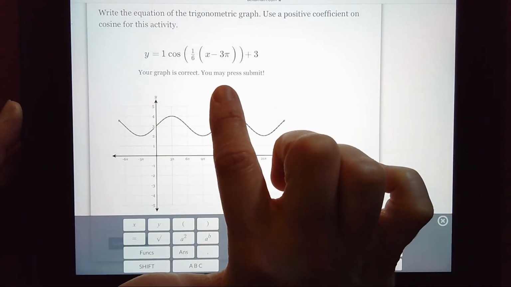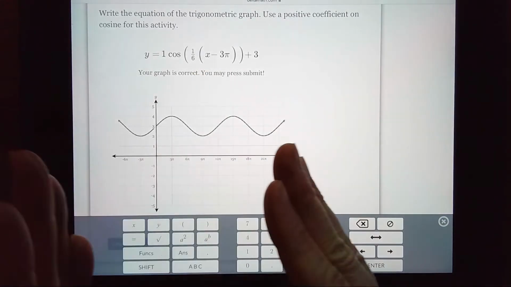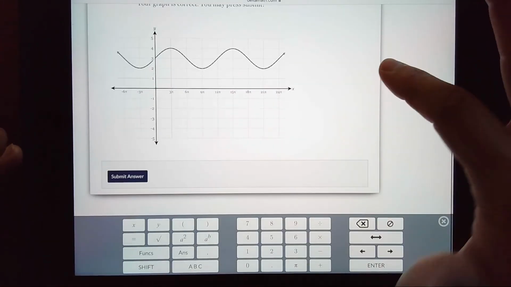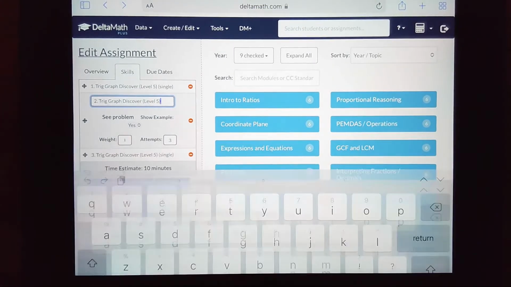So we need to know later on when we go to graph equations like this that if it's x minus a number, it actually shifts it to the right. If it's x plus a number, it actually goes to the left. So there's that one. Okay, let's try number 2.